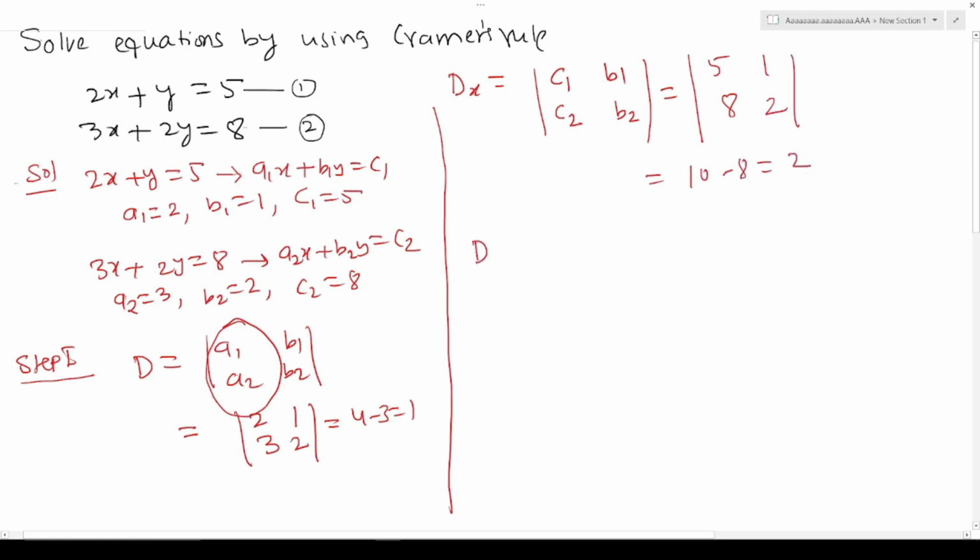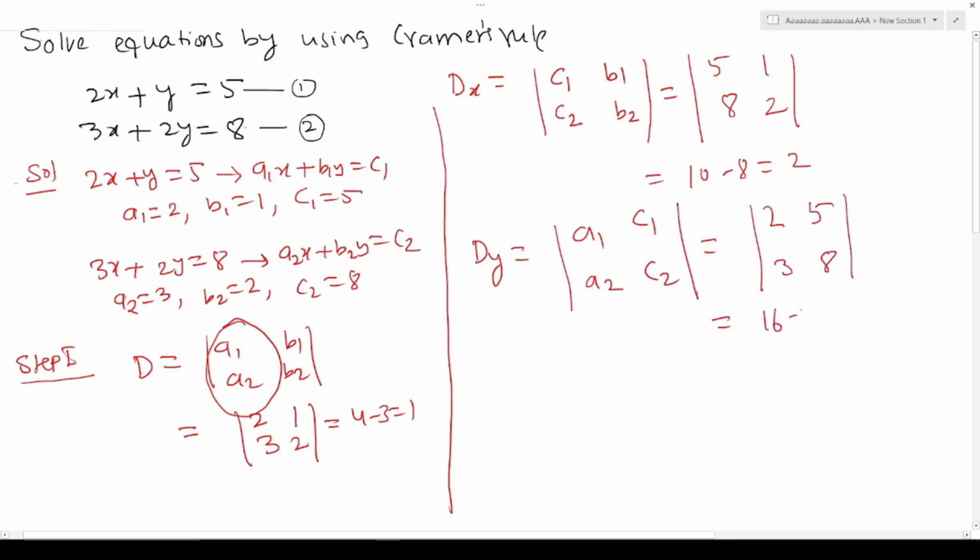After that, we find Dy. For finding Dy, we keep a1, a2 as they are, but in place of b1, b2, we write c1 and c2. That is, 2, 3 as they are, but here 5 and 8 will come. So that is 16 minus 15 equals 1.